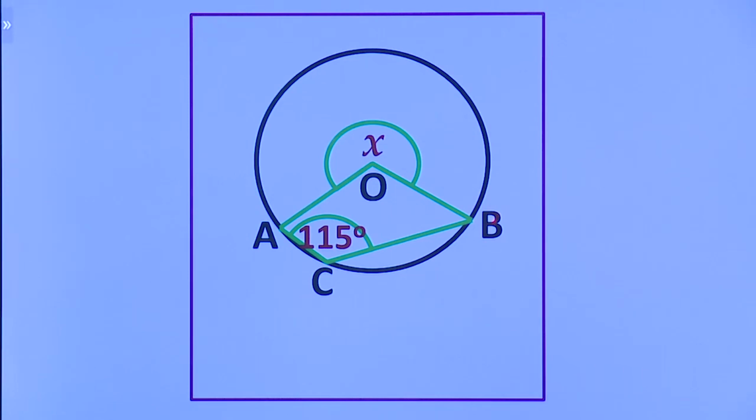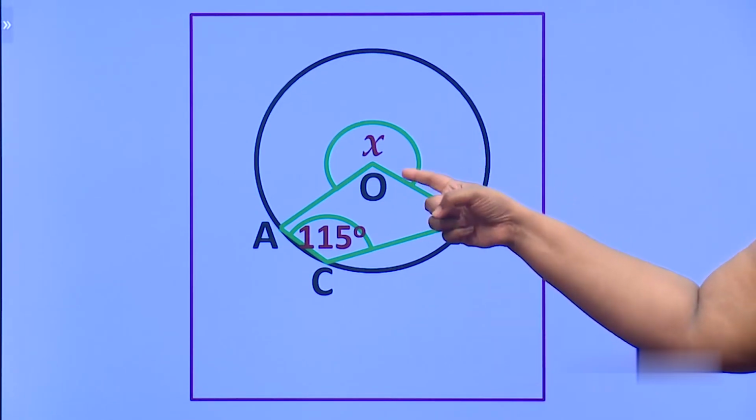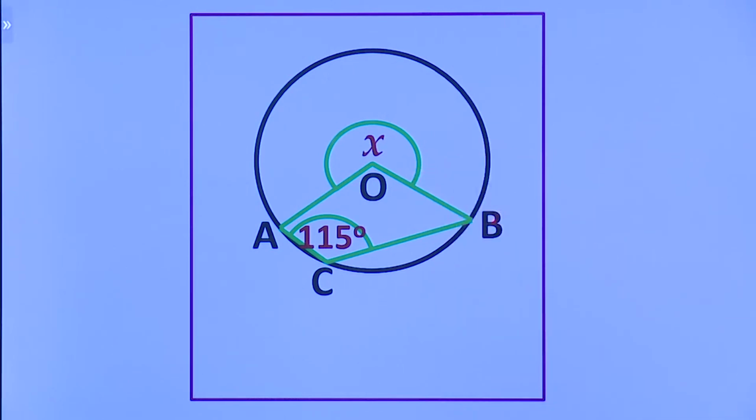So, we can construct a simple equation as x is equal to twice angle ACB. That means x equals twice 115 degrees. So, we can get the value of x by multiplying 115 by 2. Therefore, x is equal to 230 degrees.